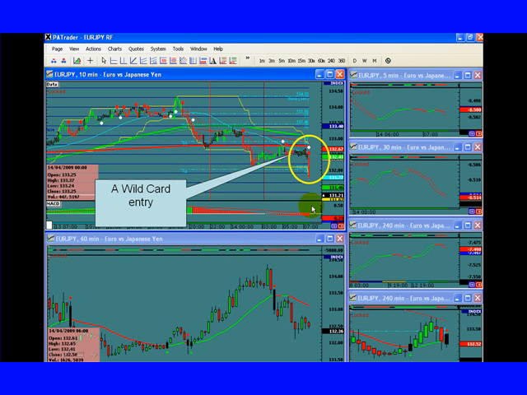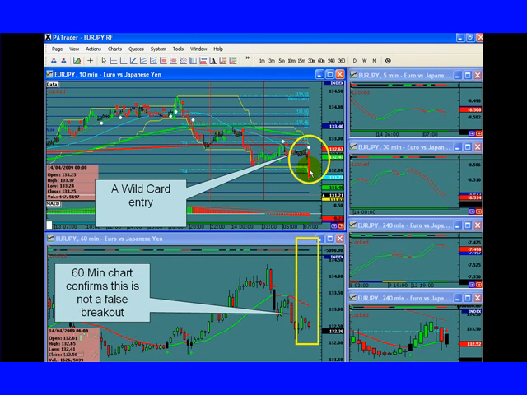First thing we have is a wildcard entry. The white dot tells us the big boys have entered on the 60-minute chart. We're out of the desert, as we can see, so we're moving away from the desert, and we got an arrow and painted candle. That's our signal to enter right there, all right?